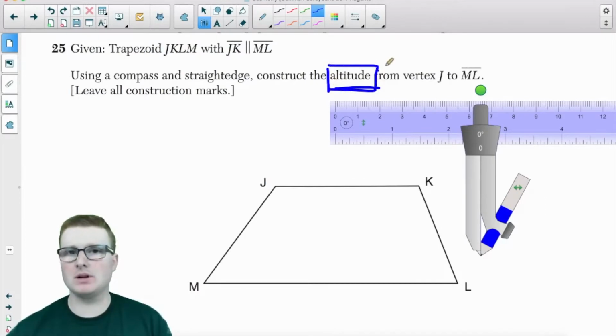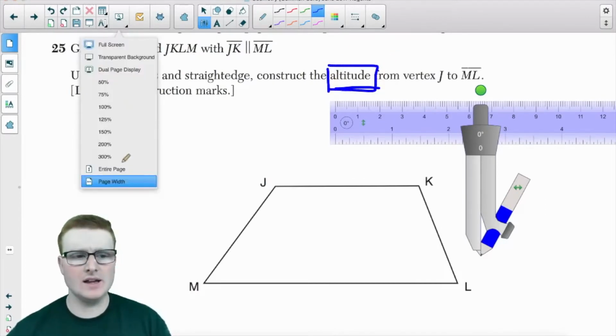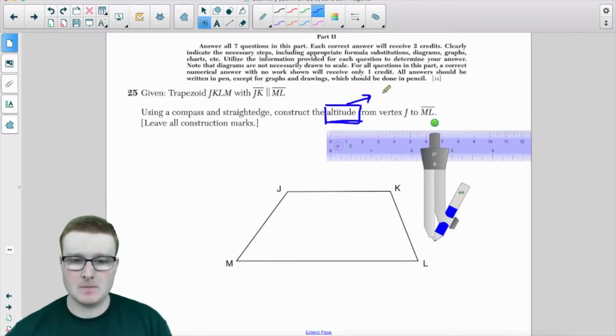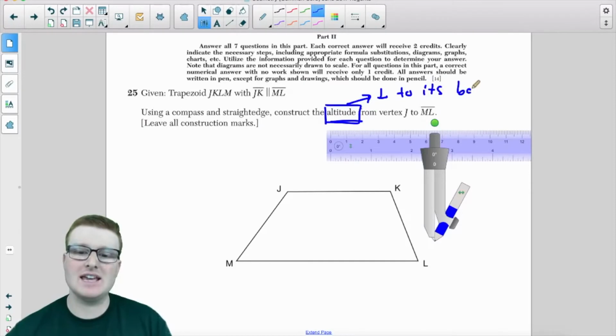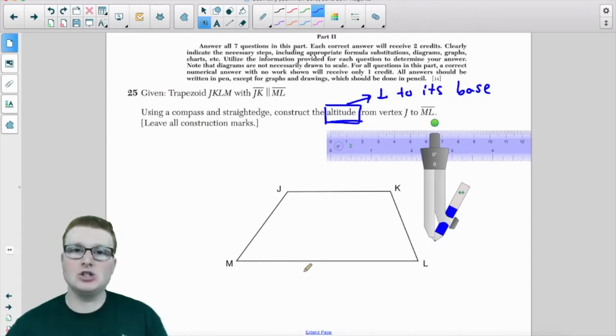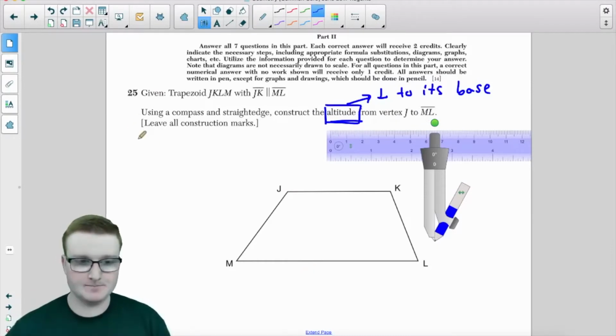Now, you have to remember what the altitude is again. Well, the altitude is perpendicular to its base, whatever it is. It could be a triangle, it could be a trapezoid, it could be a parallelogram, whatever it is. An altitude is drawn perpendicular to its base. But in this case, we're drawing it from J to ML. So we need to use some basic knowledge of constructions to get this right.